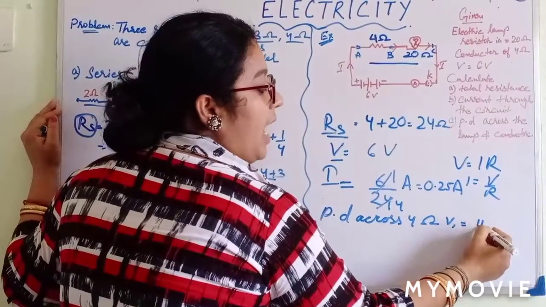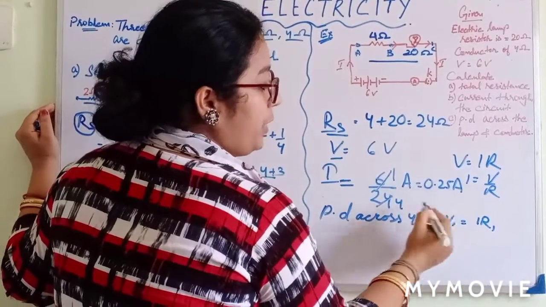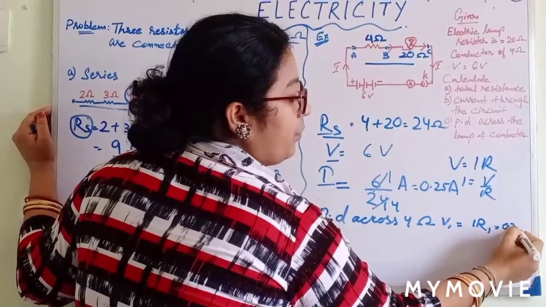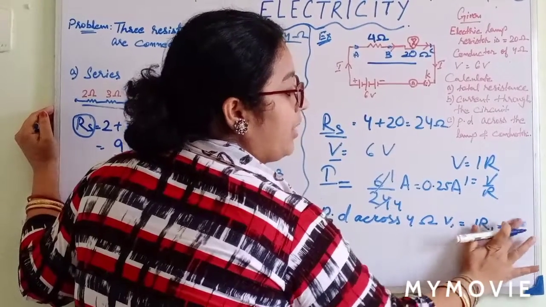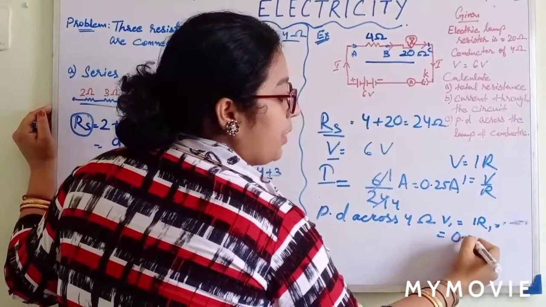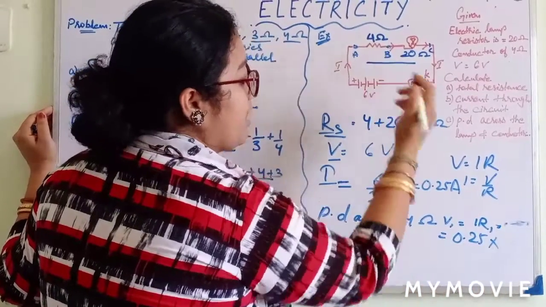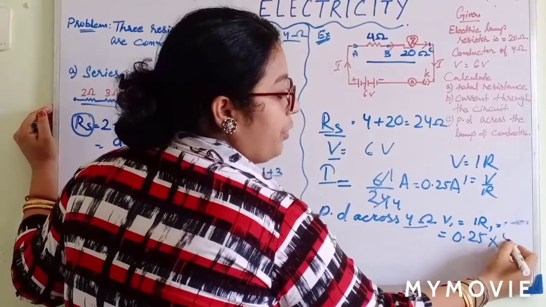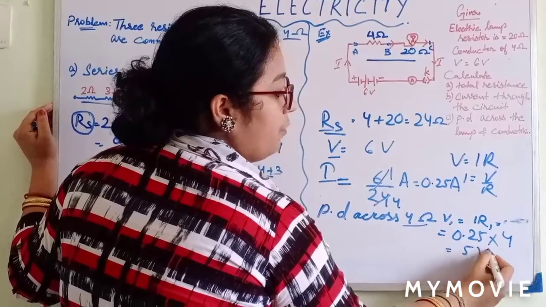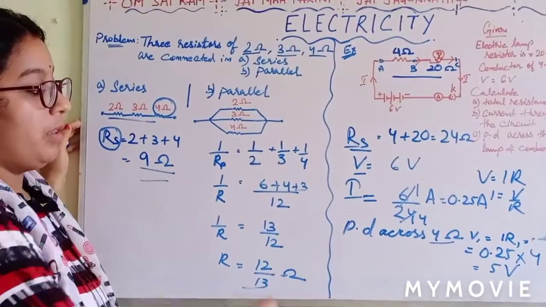V1 is equals to I R1. I is 0.25 we know. So that is equals to 0.25 into R1. What is R1? Which R are we talking about? 4 ohm. That is equals to 5 volt. Clear? So we got the potential.